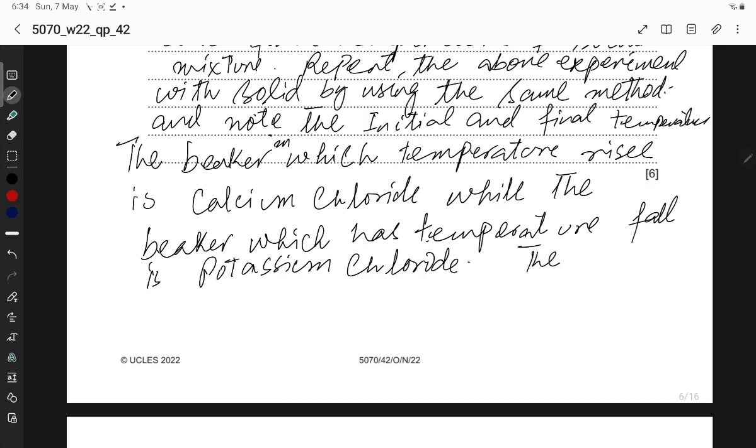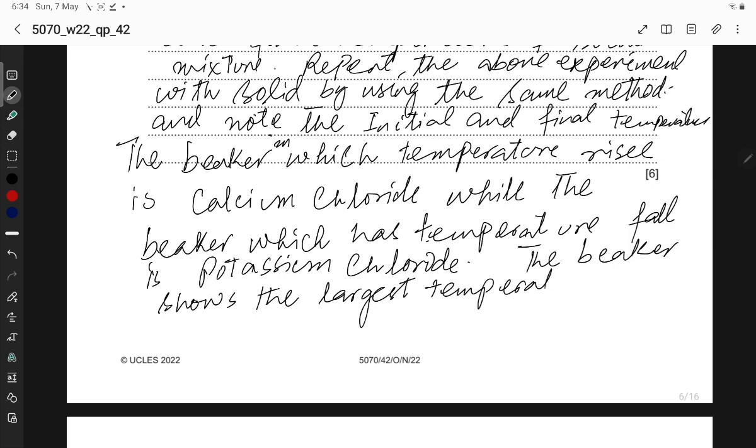The beaker which shows the largest temperature change indicates the greatest heat change.